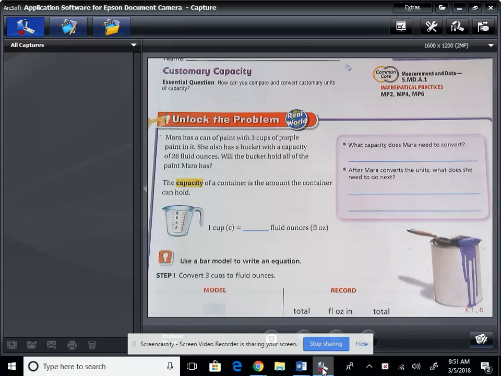Maria has a can of paint with 3 cups of purple paint in it. She also has a bucket with the capacity of 26 fluid ounces. Will the bucket hold all of the paint Maria has? The capacity of a container is the amount the container can hold. So how many fluid ounces are in 1 cup?